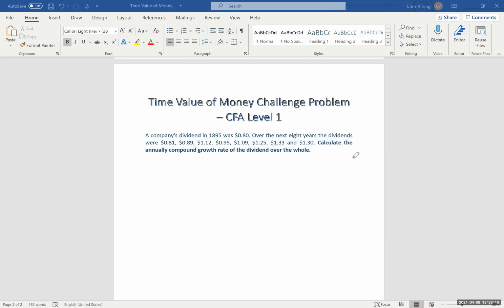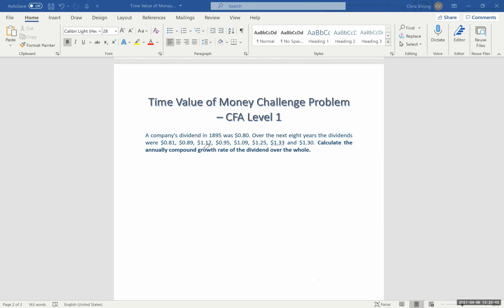A company's dividend in 1895 was 80 cents. Over the next 8 years, the dividends were 81 cents, 89 cents, $1.12, 95 cents, $1.09, $1.25, $1.33, and $1.30. Calculate the annually compounded growth rate of the dividend over the whole period.